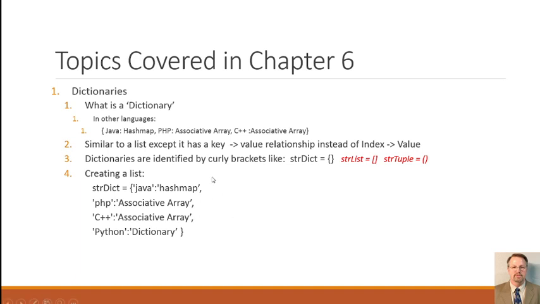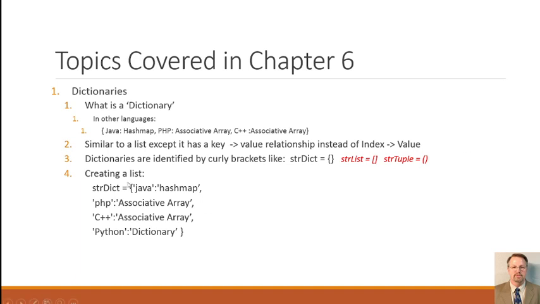It's similar to a list, except that in a list you have an index number, 0 through one less than the number of items in the list. In a dictionary, you're actually using a value as the key, so it is considered a key-value pair. A list has an index-value pair. A dictionary has a key-value pair. And we'll take a look at what that means here.